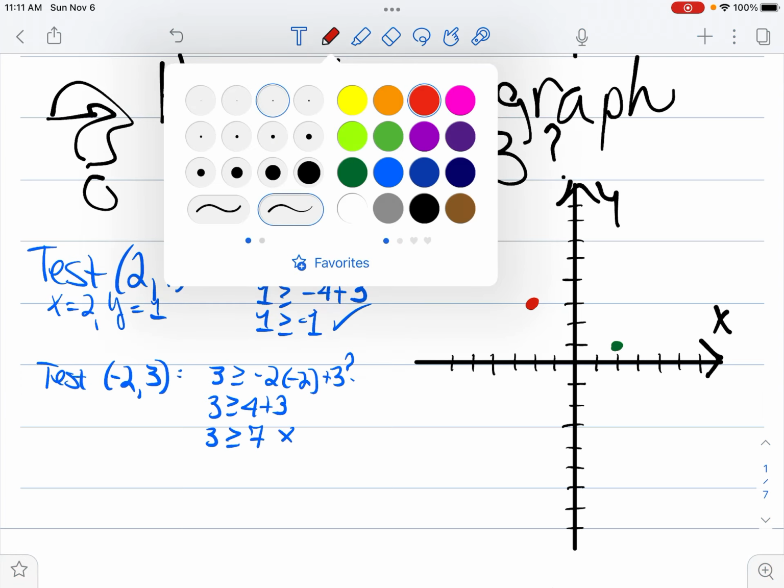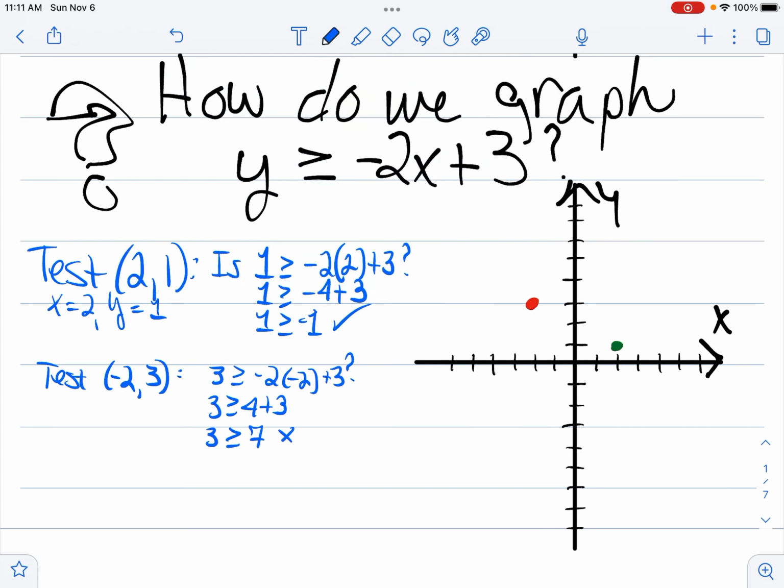And then why don't you test 2 more points real quickly, just on your own. It can be any 2 points you want, 2 ordered pairs, and then hit pause and test those 2 ordered pairs, and then come back, and I'll have 2 more on here that we'll look at and kind of form some conclusions here. So go ahead and pause, and I'll see you on the other side.